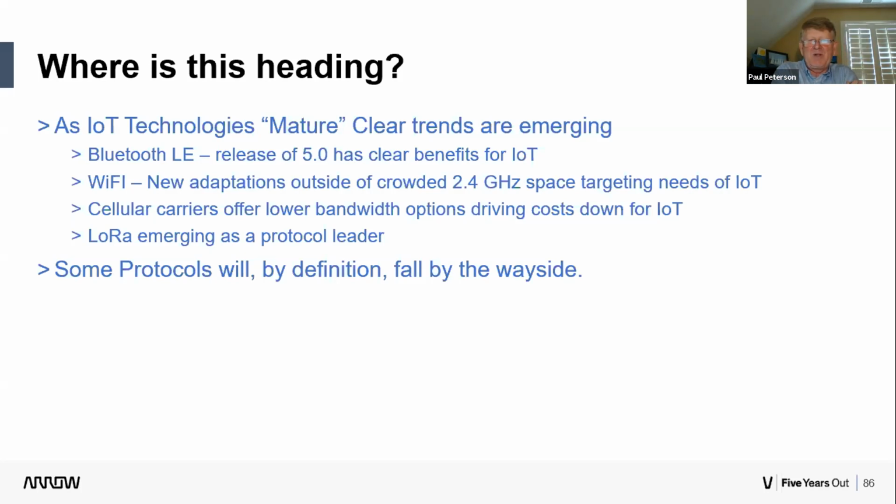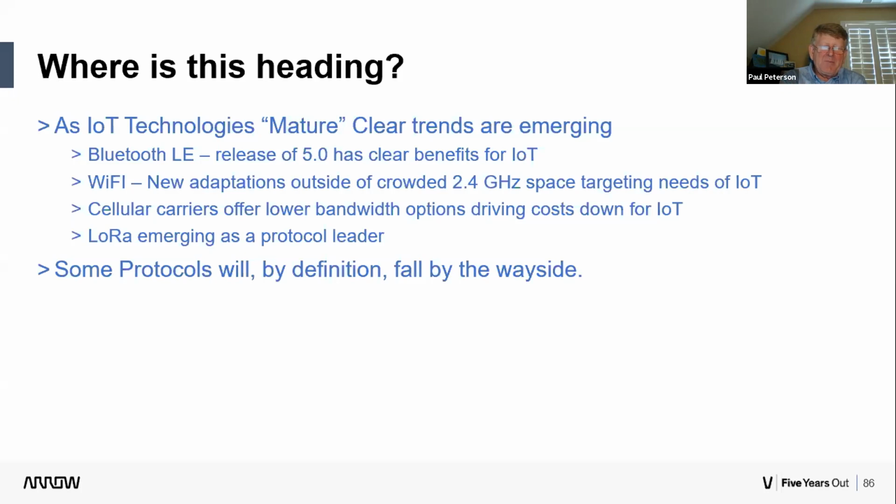We have actually seen suppliers saying they're 5.0 ready when in fact they're still Bluetooth 4.2, for example, because it meets all the specs of the grandfathering, if you will, that was in 5.0. But with 5.1 and 5.2, particularly the long range PHY and the higher speed PHY, there are clear benefits for IoT.